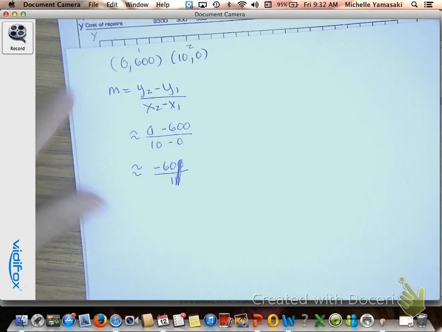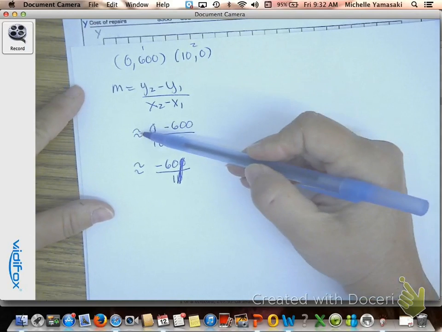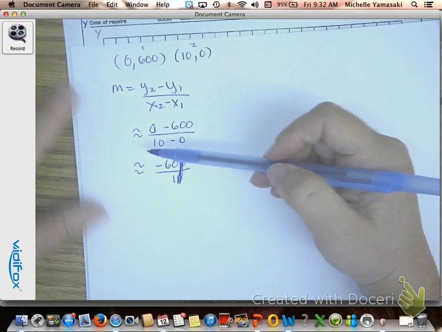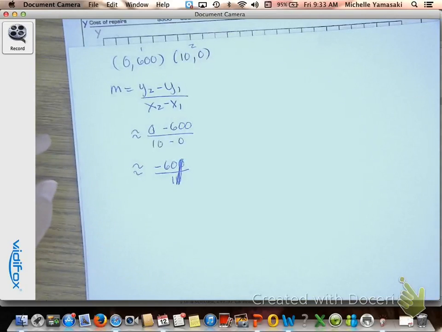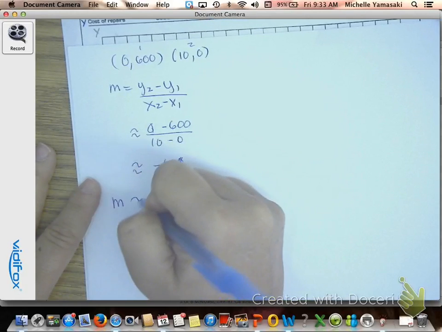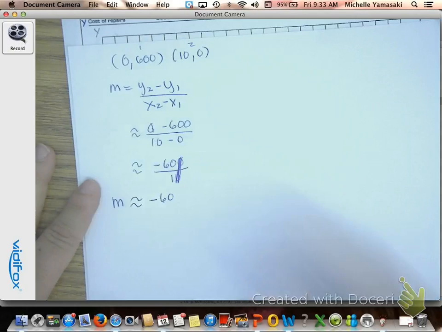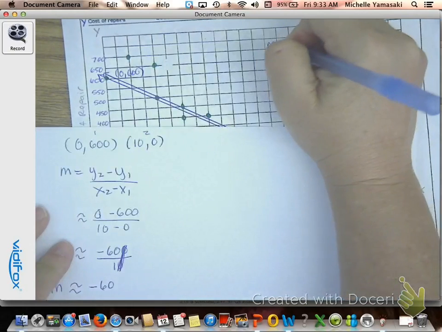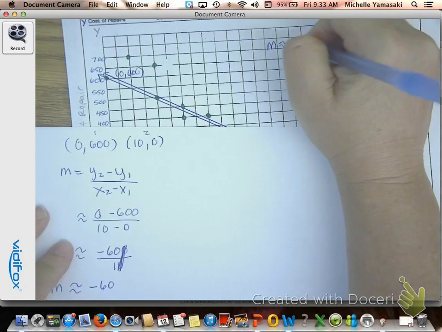Now notice what I've done. I am saying "about" because this is not exact. Sarah may have picked 2 different points, and my period 1 picked 2 different points, so it's going to be different. But let's keep going. So my m is about equal to negative 60.